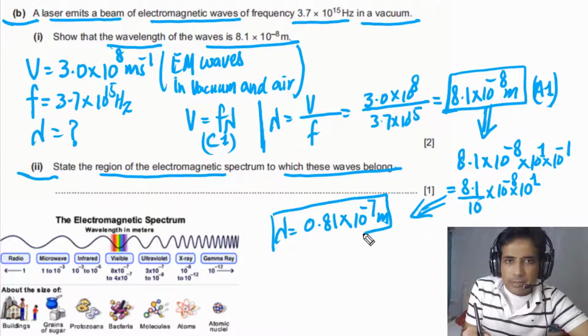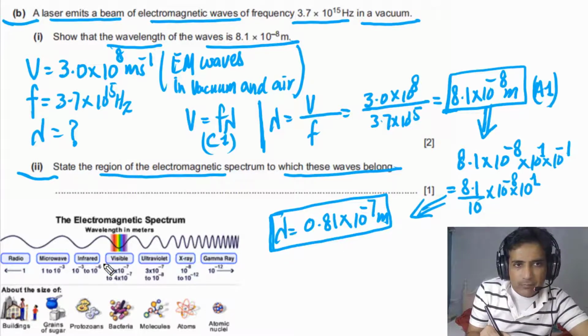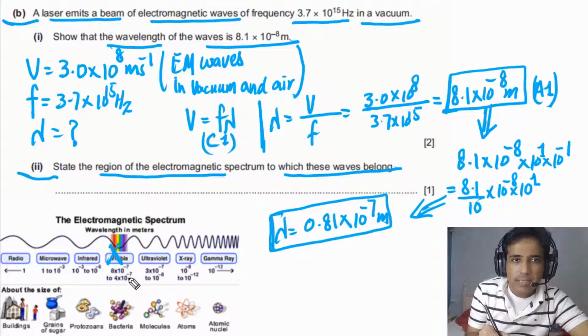Now we need to find out the region of the electromagnetic spectrum. If you look at visible light, it is from 8 times 10 to the negative 7 to 4 times 10 to the negative 7. So this is not in this region. This cannot be the region, because this value is smaller than 4 times 10 to the negative 7. Now, if we go to ultraviolet, you can see the range is from 3 times 10 to the negative 7 to 8 times 10 to the negative 8.